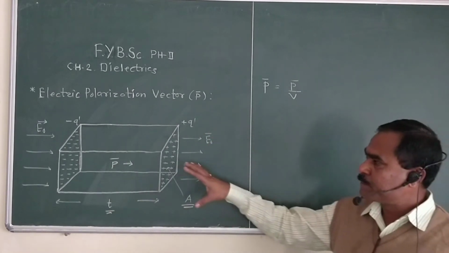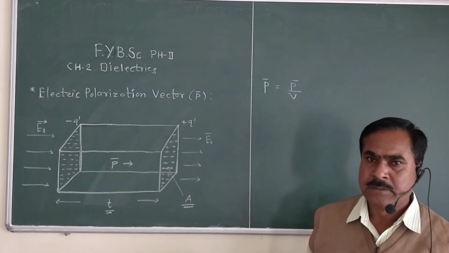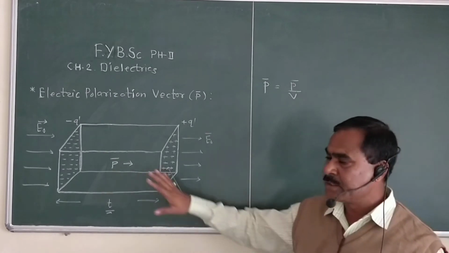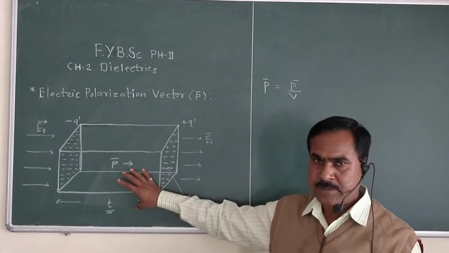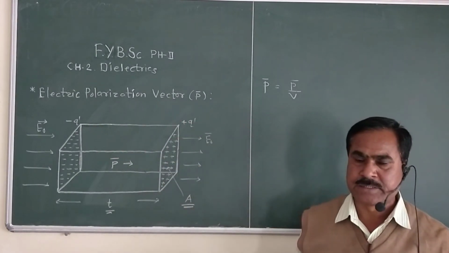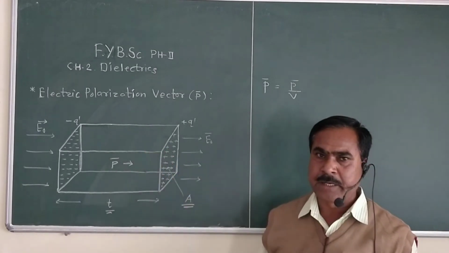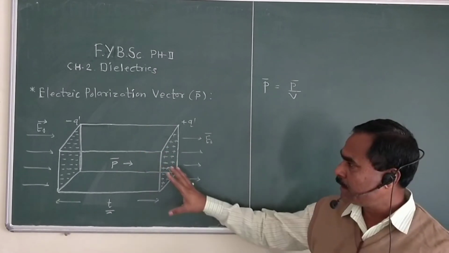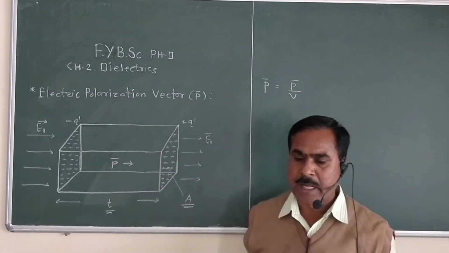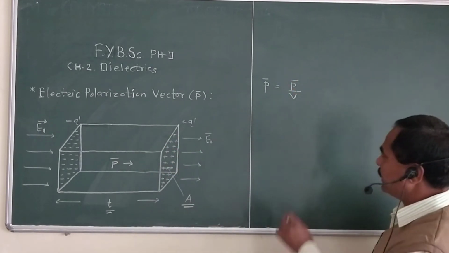Now when this material is placed in the external electric field, charges are induced on the opposite surfaces of this dielectric material. So minus Q dash and plus Q dash are the induced charges on the opposite surfaces of the dielectric material. So first we have to calculate the dipole moment.